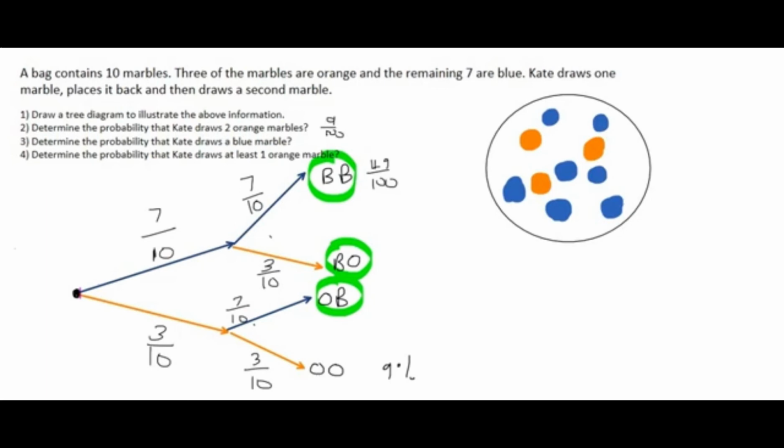So we already know the BB, the blue-blue branch, that's 49 over 100. Let's quickly work out the blue-orange branch, which is this one. Well, that's going to be 7 over 10 times 3 over 10, which is 21 over 100. Next, the orange-blue will be 21 over 100. And the last one, the orange-orange, we already said that's 9 over 100. Oh no, but we don't want that one anyway, so we only want those first 3.